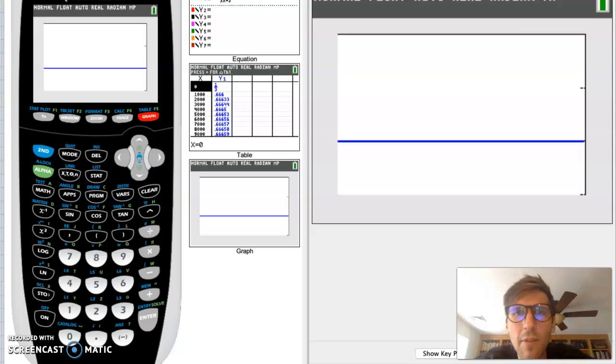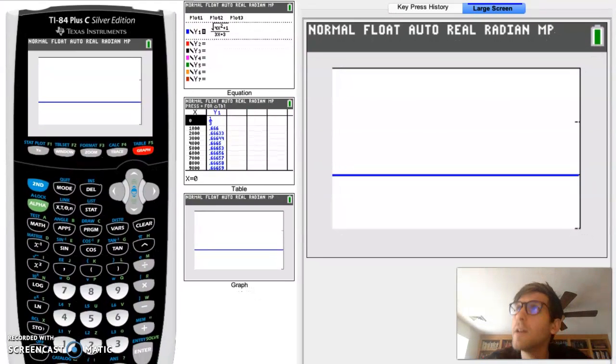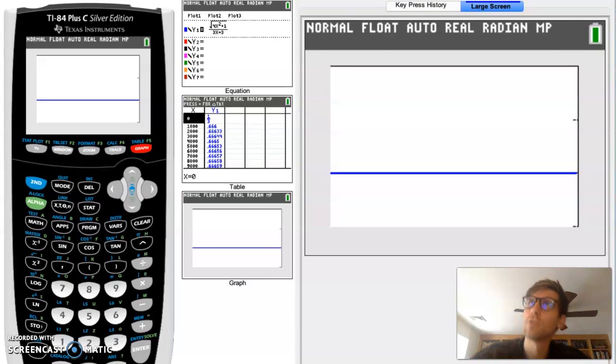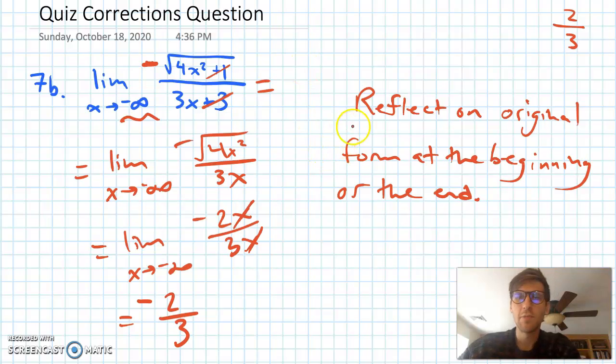So some of you may have even graphed it to get the negative, but if you were unable to have a grapher for this problem, you would just need to do that step of reflecting on the original form, like what would the sign be, at the beginning or at the end on the original form, because this is what determines the behavior of the limit. And sometimes those signs can be lost in our simplification process.